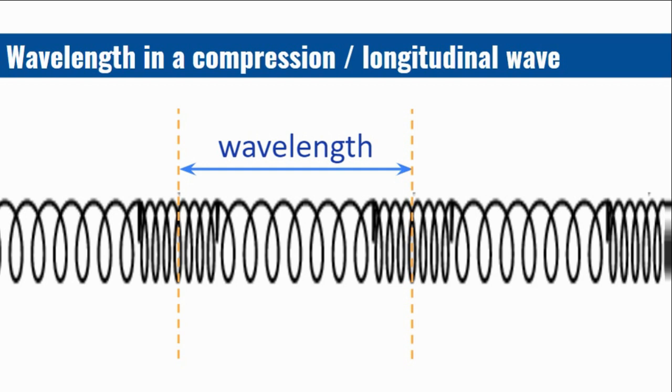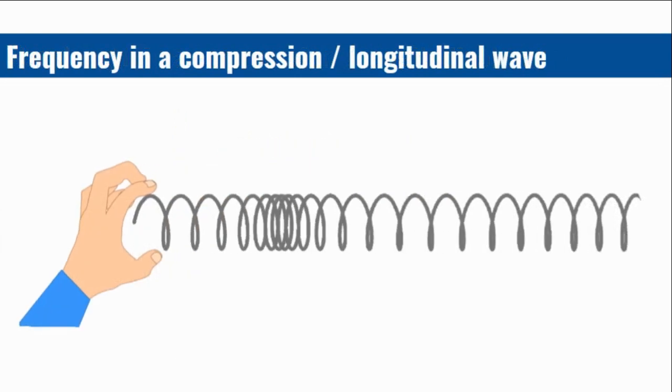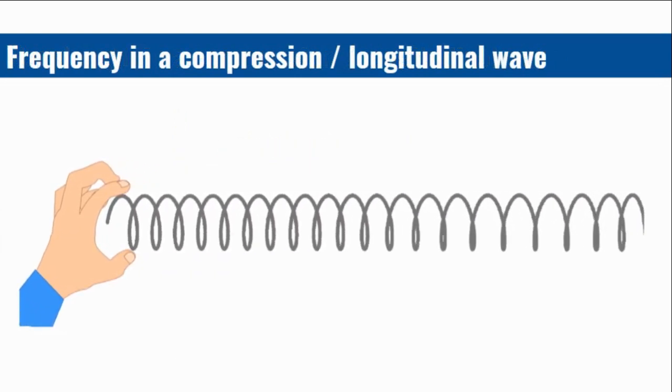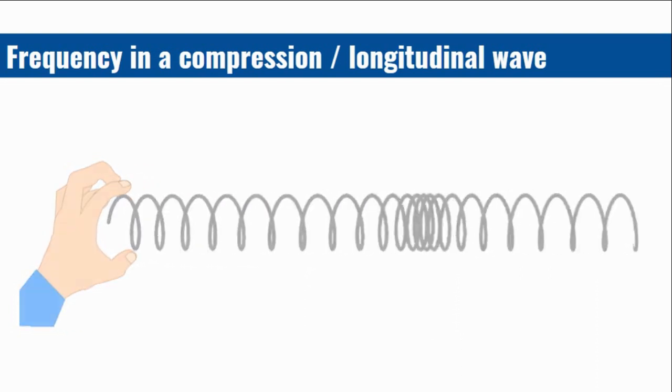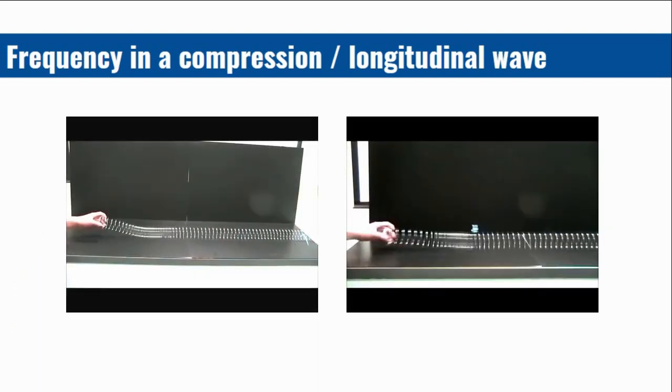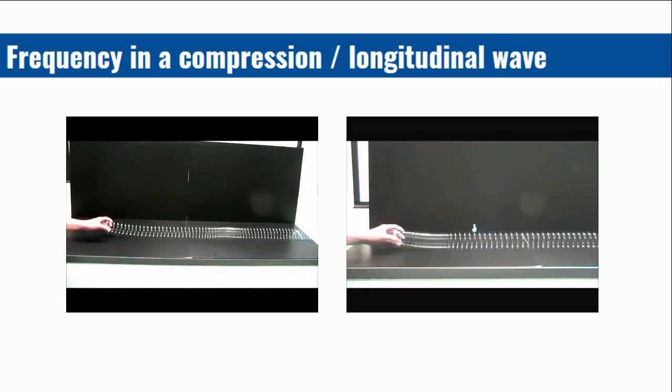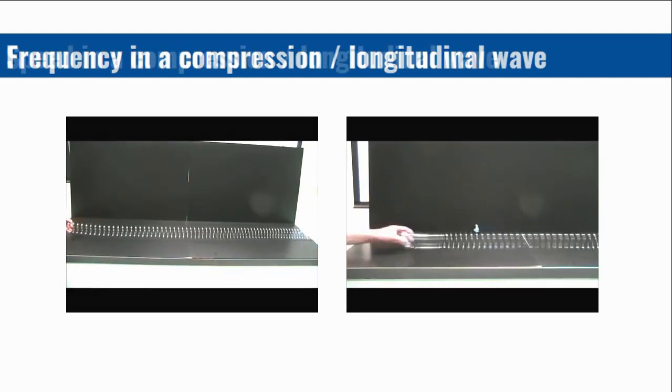Wavelength in a compression wave is simply the distance between two compressions. Frequency in compression waves is the number of oscillations, or the number of waves per second, which is the same as in transverse waves. On the right, the slinky is being pushed back and forth at a faster rate, so it has a higher frequency.